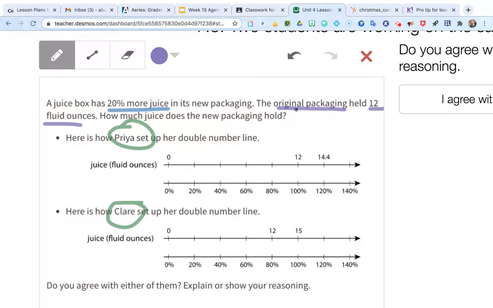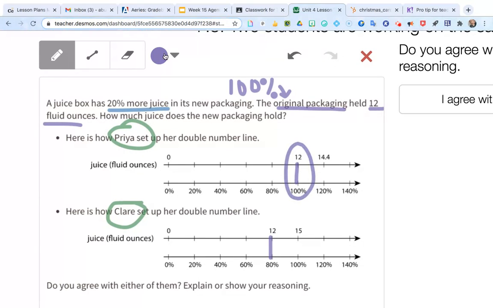So what you should be noticing is that the original, or last year, previously, beginning year, the original amount is always represented as 100%. So my 12 and my 100% should be in line with each other. Here you'll notice Priya puts 12 in line with 100%. And here Claire puts 12 in line with 80%. So 12 and 100% should have been together, because 12 ounces of juice is the original 100%.